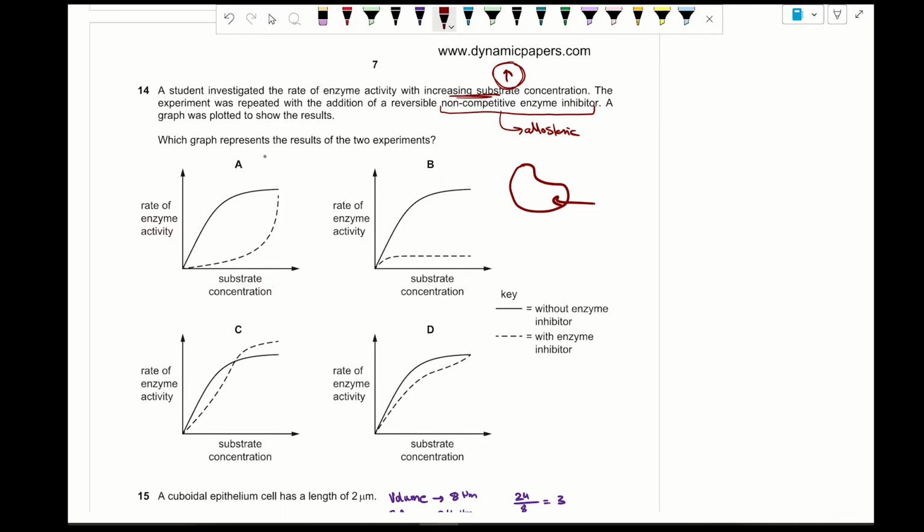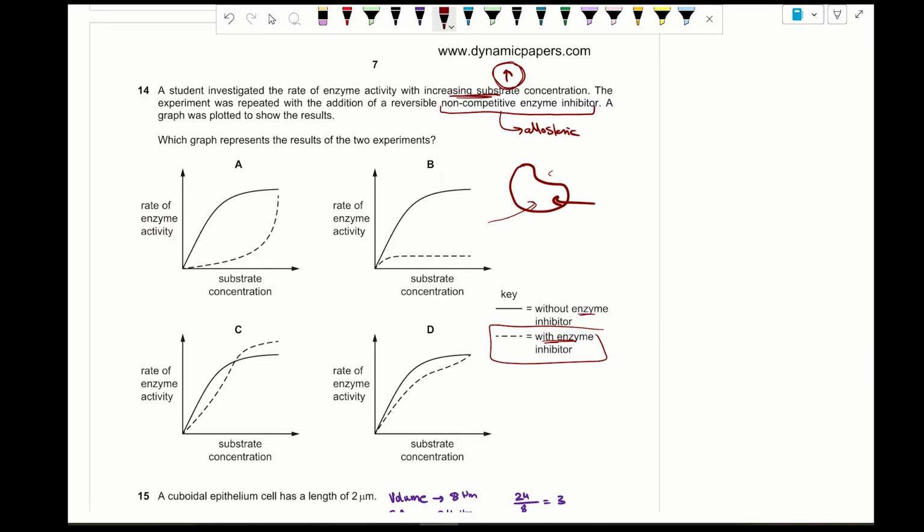Now, which graph represents the results of the 2 experiments? So the 2 experiments are without the enzyme inhibitor and with the enzyme inhibitor. So let's focus with this one. With the enzyme inhibitor, we've just mentioned that this is non-competitive. Therefore, it binds to an allosteric site, changing the shape of the active site permanently, not allowing the rate of the enzyme activity to increase. Even if you keep increasing the substrate concentration, it still remains constant.